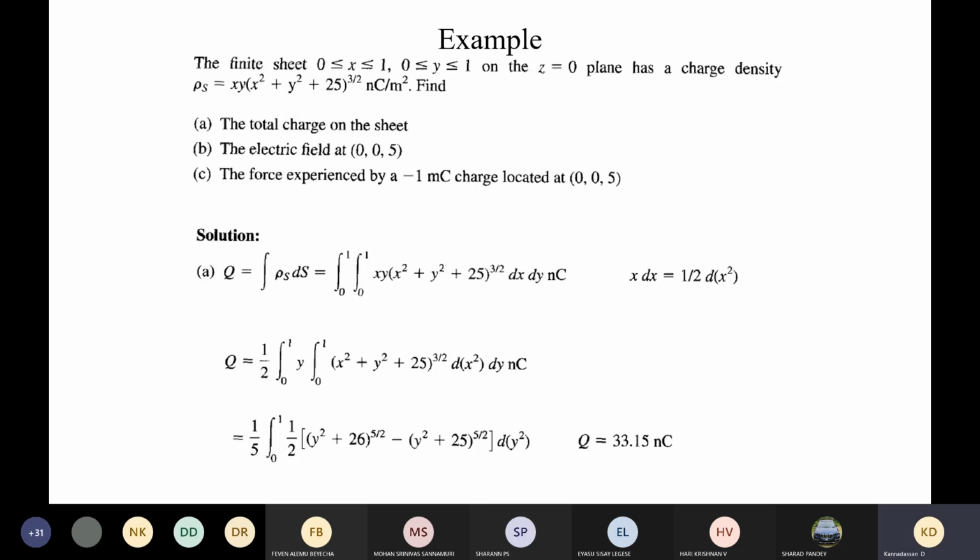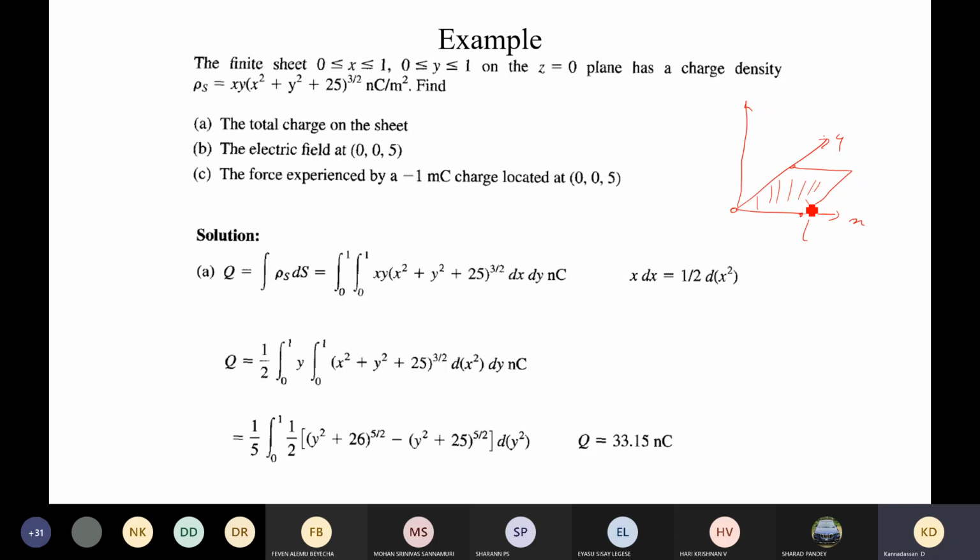So here there is a question given, like a finite sheet. We have seen an infinite sheet, but here comes a finite sheet. The sheet is defined like this: in the x direction from 0 to 1, and we have a y-axis and a z-axis perpendicular to it, with y from 0 to 1. So this makes a square.